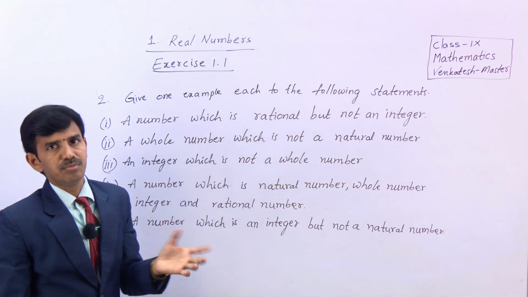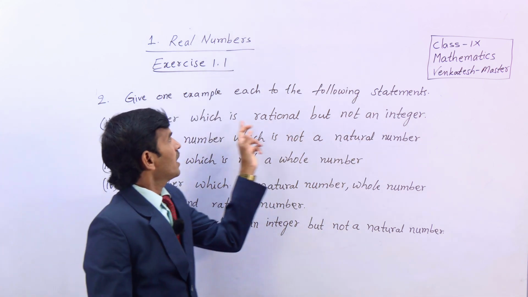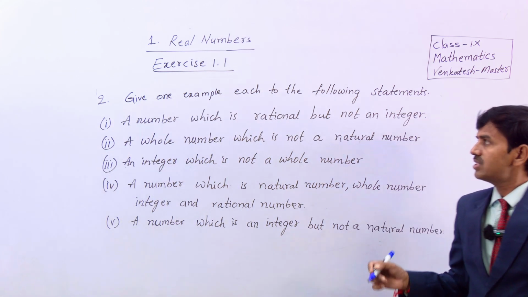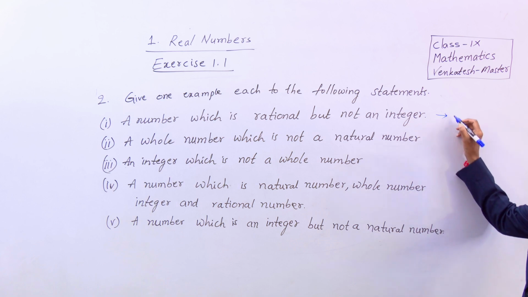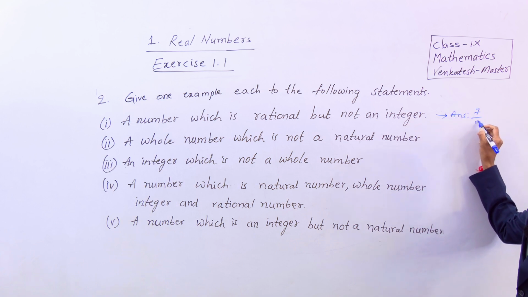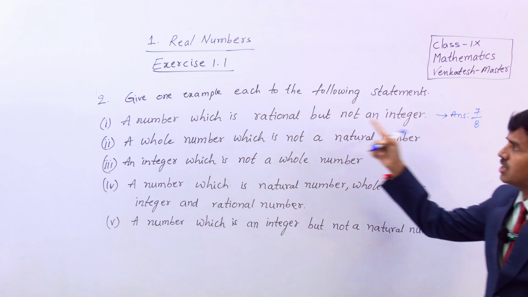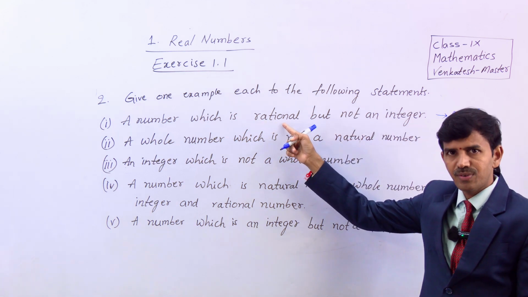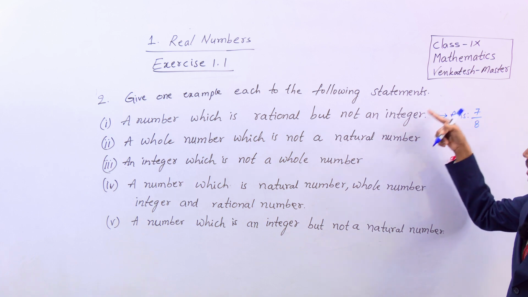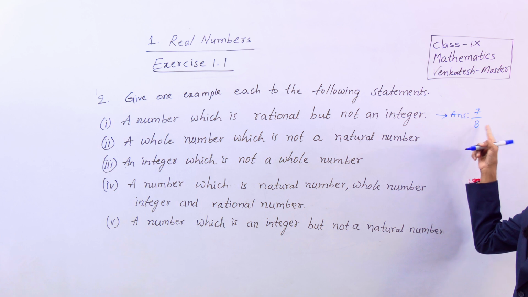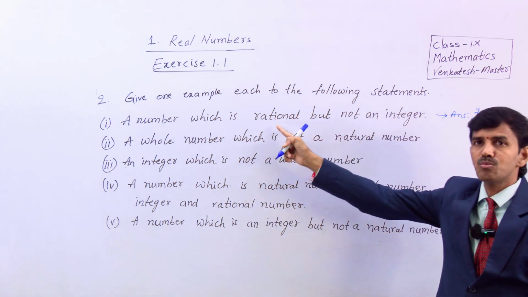We have to write any number, but it should be a rational number but not an integer. So here, if you consider for this solution 7 by 8, it is in the form of P by Q. So hence it is called a rational number according to the definition. Here 7 is an integer, 8 is also an integer, but 7 by 8, if you write in this P by Q format, then it becomes a rational number.